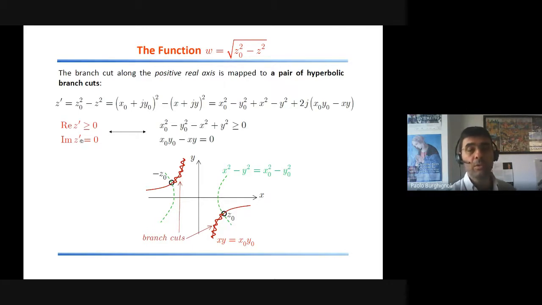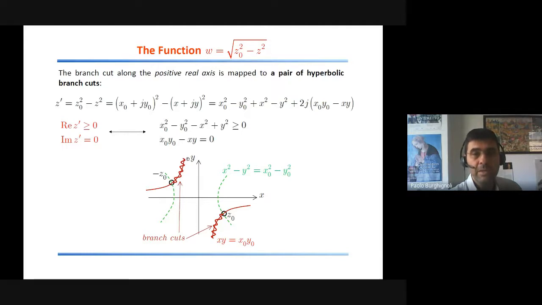And then there is an equality that comes from the imaginary part of z prime equal to 0, that is x0 y0 minus xy equal to 0. And in this equation you can recognize the equation of an equilateral hyperbola, which is made of two branches, one in the second quadrant and the other in the fourth quadrant of the Cartesian plane, or the complex plane.